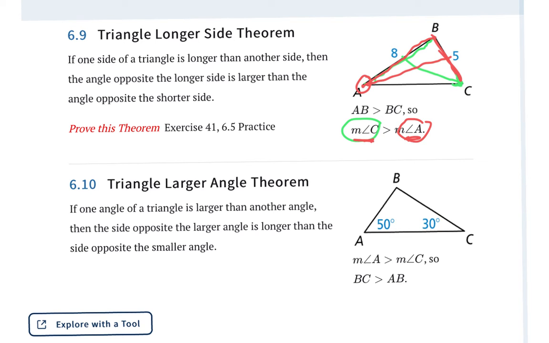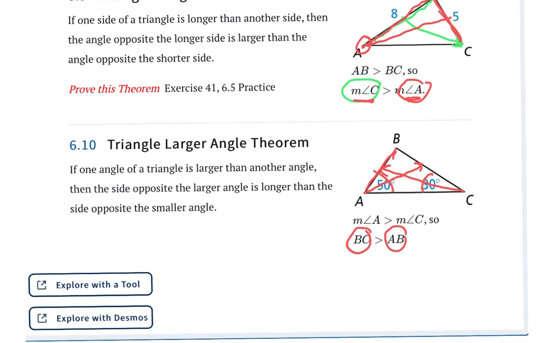And kind of the opposite of that is true. If one angle is larger than another, then the side opposite will be longer than the side opposite the smaller angle. So we've got a 50-degree angle and we've got a 30-degree angle. The side opposite the 50-degree angle, that side BC, will be longer than the side opposite the 30-degree angle, that side AB. Okay, so pretty obvious, but we do have theorems that state that.